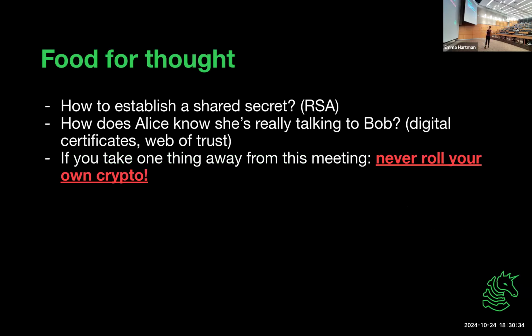Another thing is, how do Alice and Bob know they're really talking to each other? How do they know I'm not saying I'm Eve and claiming that I'm Bob? Essentially, I'm fooling the postman delivering the letters. Maybe Alice is establishing a shared secret with the wrong person. So this is the idea of digital certificates, which is what's used on the World Wide Web, or if you use GPG, maybe the Web of Trust.